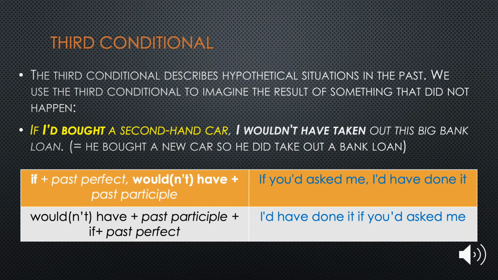And this is a mixture of past perfect, as in if I had bought a second car, and then in the second part we use would or would not have plus participle. And the examples are, if you'd asked me, I would have done it, or I would have done it if you had asked me.